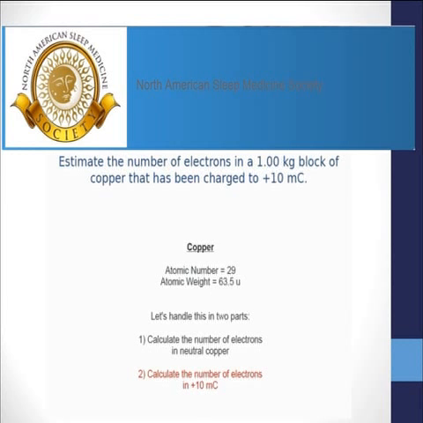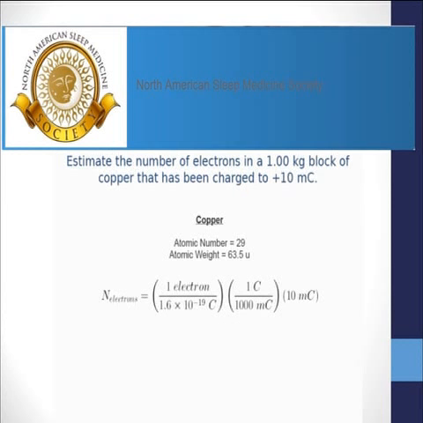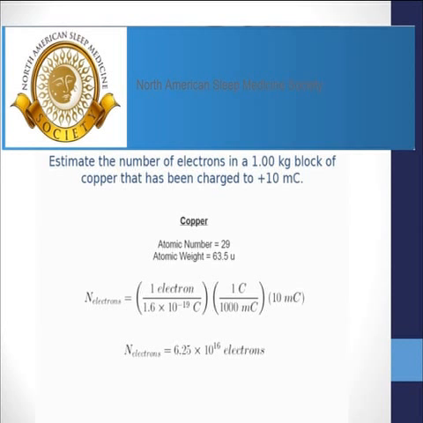So now that we've calculated the number of electrons in neutral copper, let's look at the plus 10 millicoulombs. So once again, I'm going to look at the number of electrons. I know 1 electron is 1.6 times 10 to the minus 19 coulombs. That's the elementary charge. I'm going to convert coulombs to millicoulombs. 1 coulomb is 1,000 millicoulombs. And I'm going to multiply it by the total charge that I'm given, 10 millicoulombs. And so when you plug in all the numbers, you get 6.25 times 10 to the 16th electrons.